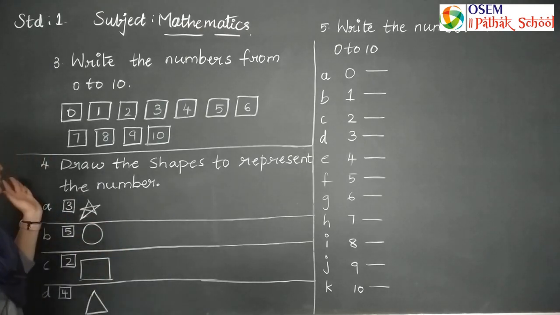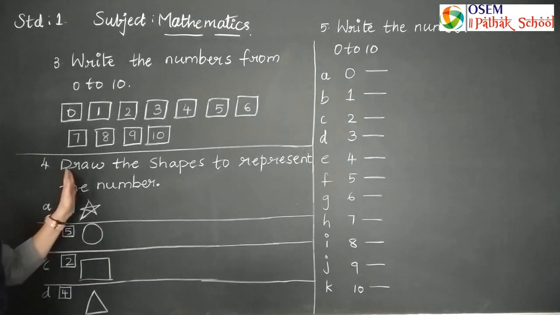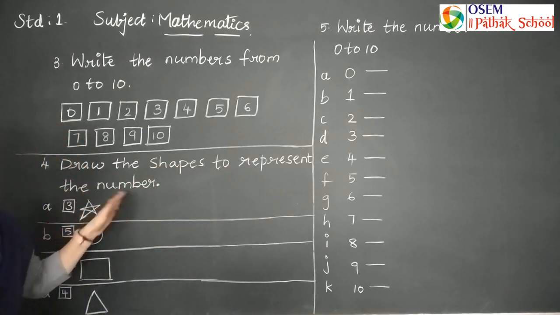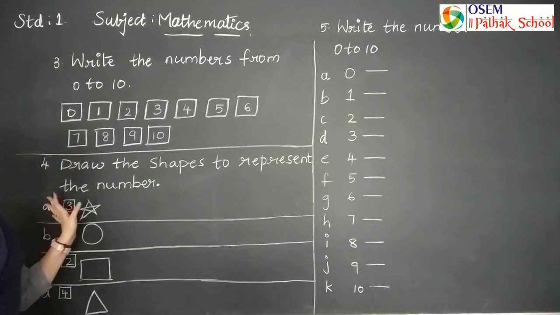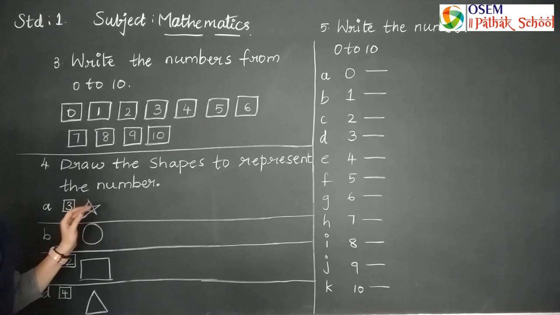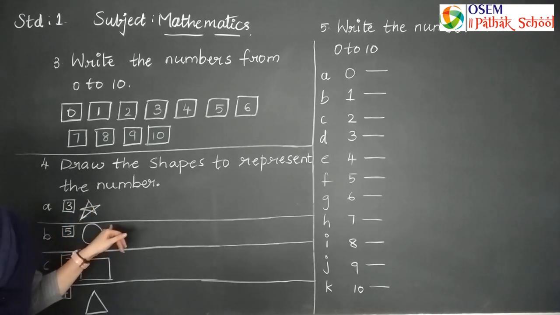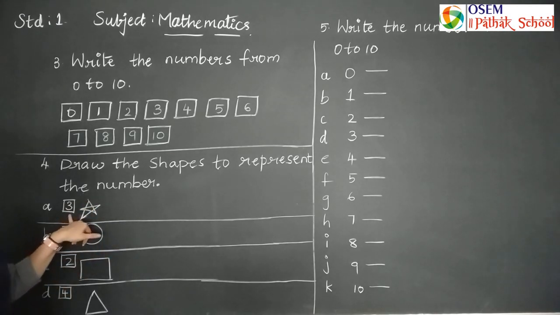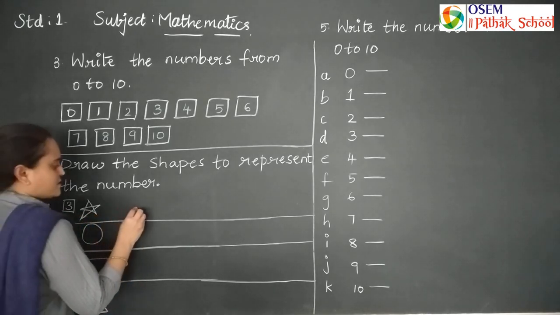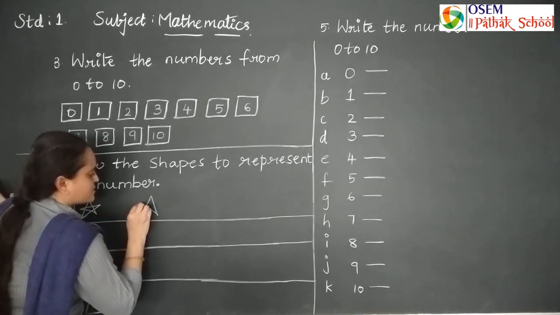Now the fourth question. What is the fourth question? Draw the shape to represent the numbers. A number is given here and shapes are also given here. Then which shape is this? Star. And how many stars do we have to draw here? 3. In the box it's written 3. Then you have to draw 3 stars. Then we will draw the stars.